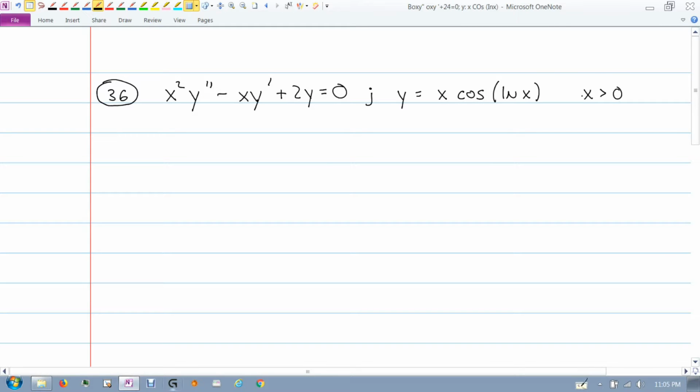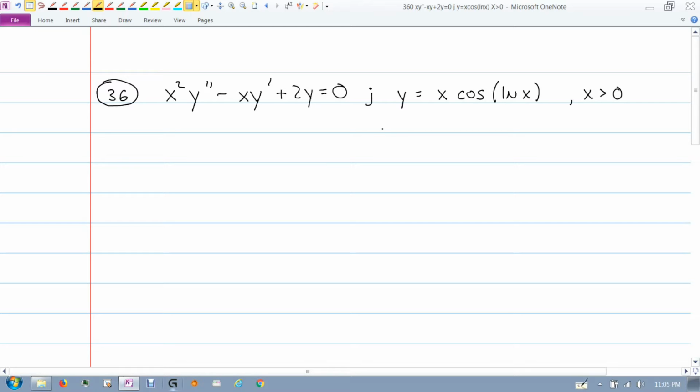Waiting for the shoe to drop here, number 36. x squared y double prime minus x y prime plus 2y equals 0, and y is equal to x times cosine of natural log of x. They're saying for x bigger than 0, that's just so that the natural log is defined.